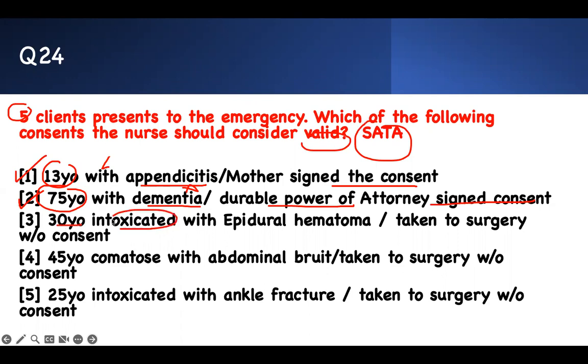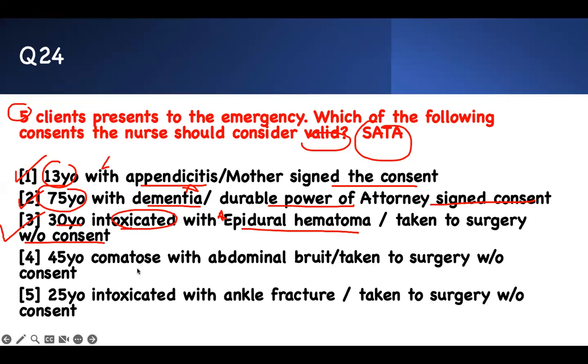30-year-old intoxicated, impaired, with epidural hematoma, taken to surgery without consent. Yes, it's implied consent. It's valid. Implied because the patient is impaired. He can't consent. And the patient, if we don't do anything, is going to die. Epidural hematoma, he will die from it. This is a bad diagnosis. So you're looking for a bad diagnosis that if you don't do anything, the patient dies.